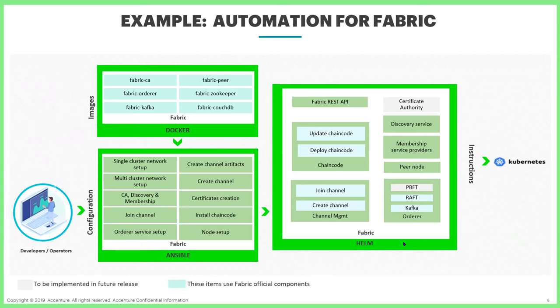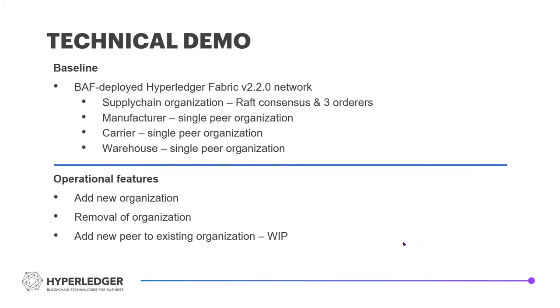What you also see on the screen is Docker. Docker can be a private or a public repository. In our case, it's a public repository under Hyperledger Labs. It contains all the official Fabric images provided by Fabric. Those images are used either by containers in Kubernetes, or by Ansible to create crypto material or different artifacts required for the network deployment. With this understanding of the automation flow, I'll move to the next one.